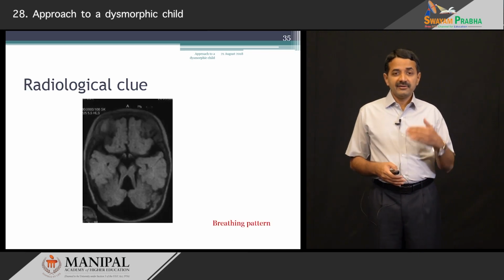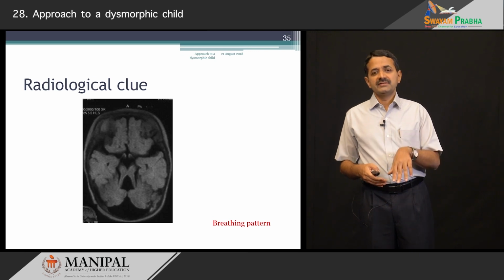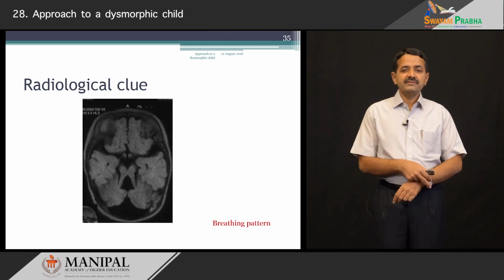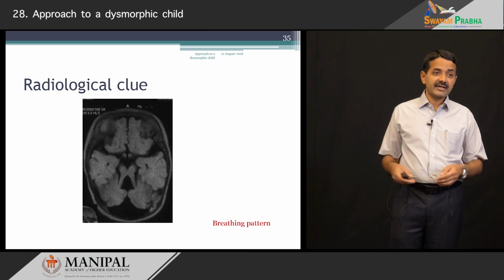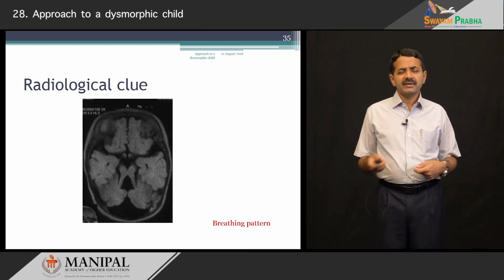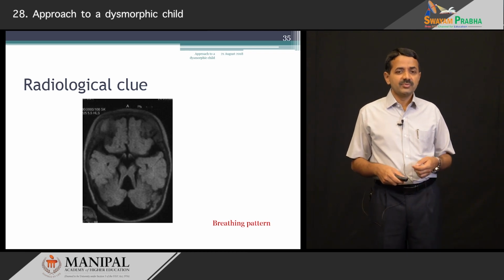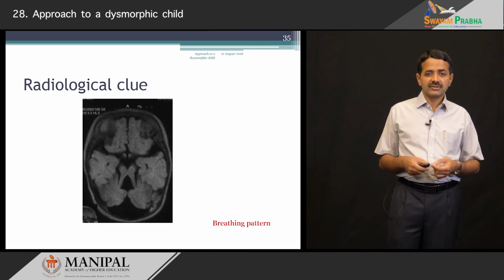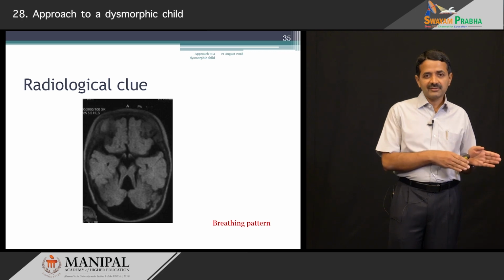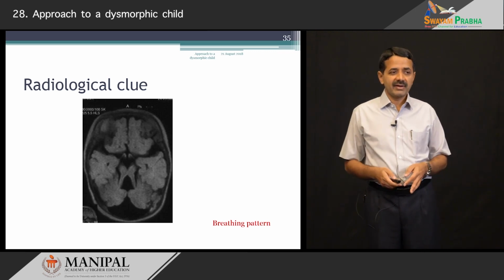Sometimes it can be a radiological clue here. You can see the molar tooth sign, which suggests a diagnosis of Joubert syndrome, and sometimes it may be an abnormal breathing pattern in these children with Joubert syndrome, which gives you the clue for diagnosis. It can be radiological or it can be a breathing pattern in this child.